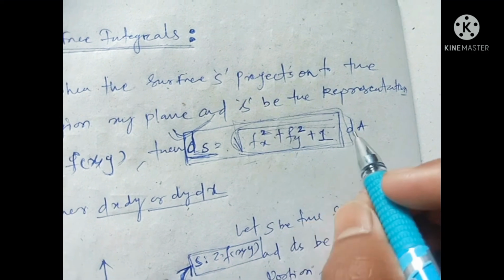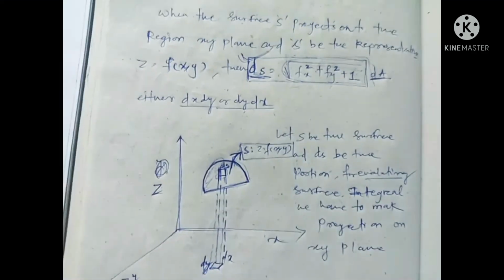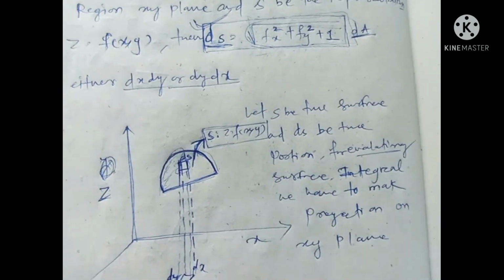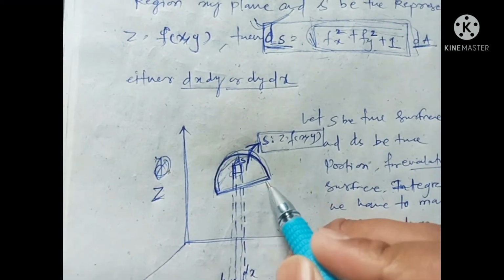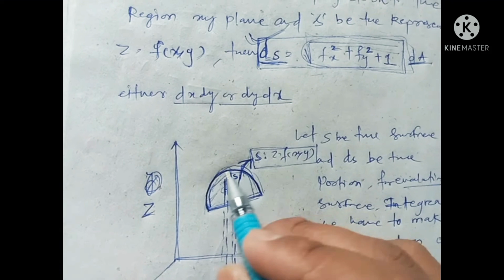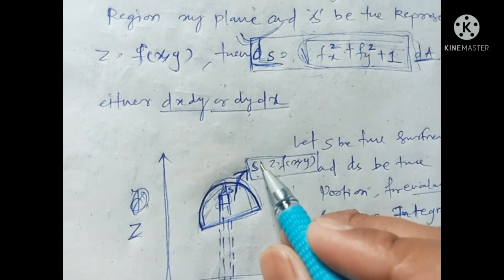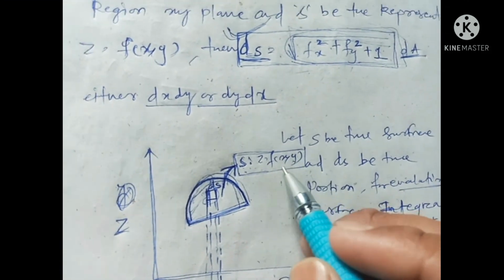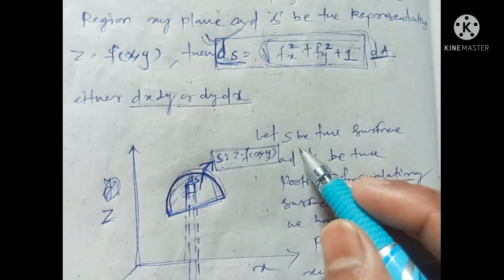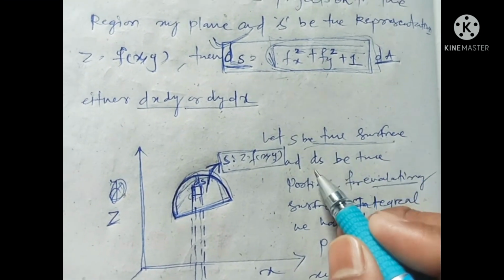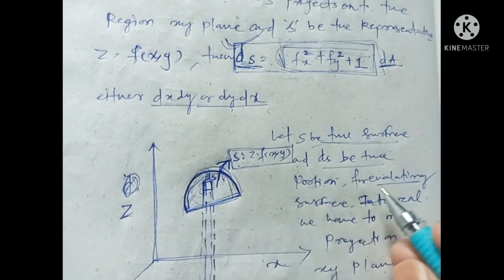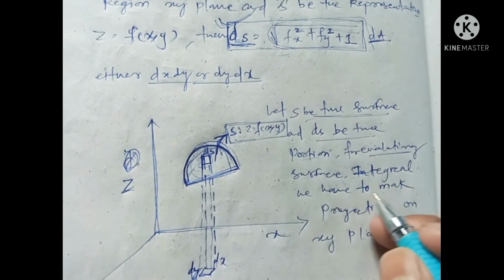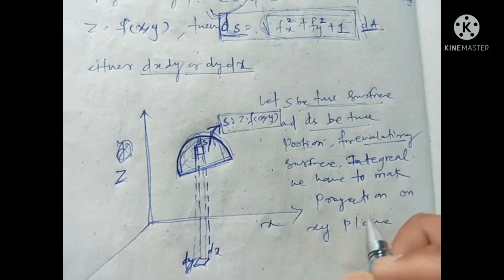dA. Whenever we're talking about these curves, let's assume that this is a curve. This is a surface, where S is the surface and z equal to f(x, y), a function of x and y. Let S be the surface and dS be a portion of its surface. For evaluating a surface integral, we have to make projections on the xy plane.